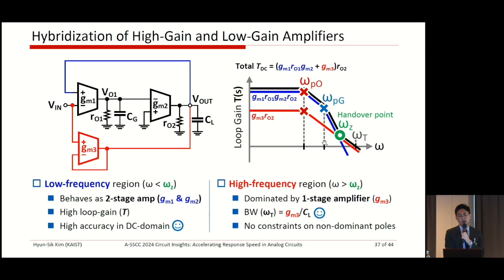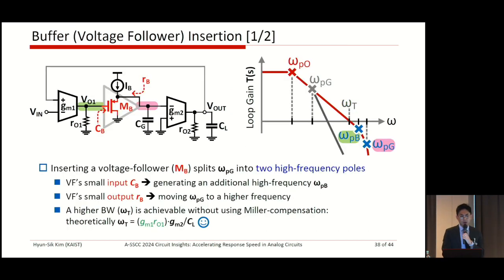But in the very high frequency range, the overall feedback loop is dominated by the single-stage path. So we can achieve the bandwidth GM3 over CL without any second pole limitation. We can set the bandwidth to a very high frequency point without the constraint of the second pole. And we can insert the buffer, so the gate pole can split into two parts and move to a very high frequency.